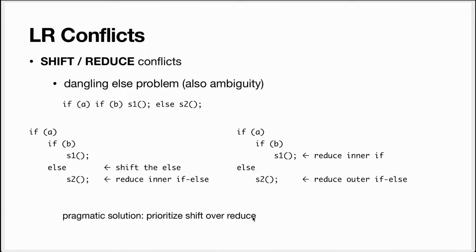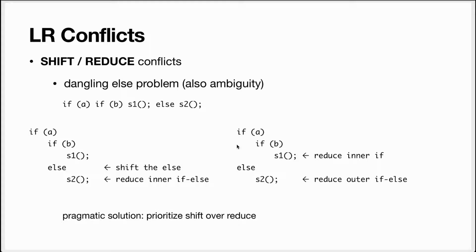The second kind of conflict is the shift-reduce conflict, and there is a very prominent example of that, the famous dangling else problem. The problem is this: you have if A, if B, S1 else S2. It's important that there are no braces here. You could interpret this in two ways. The first way is on the left, and in this way the else goes with the if B. In terms of LR, this means that when you're here, you will shift the else, and then after S2 you'll reduce the inner if-else, and then you'll reduce the whole if.